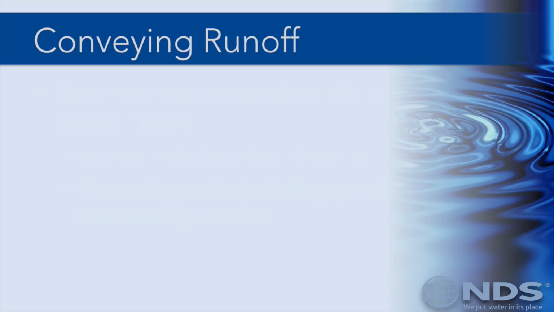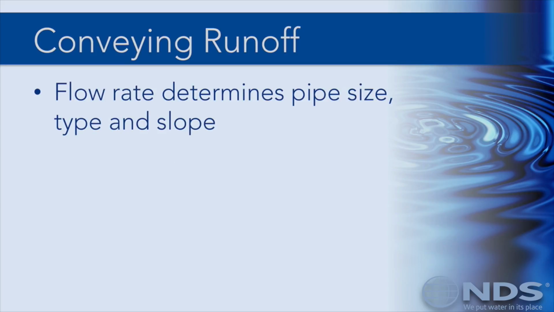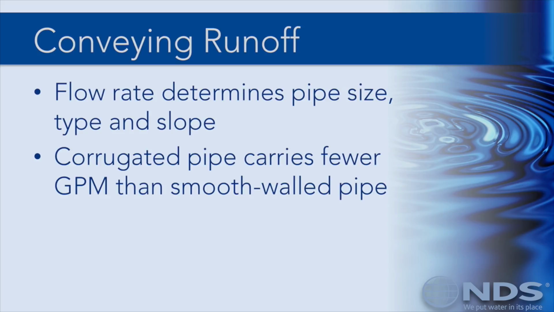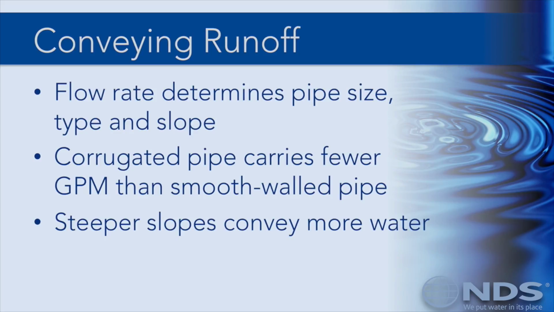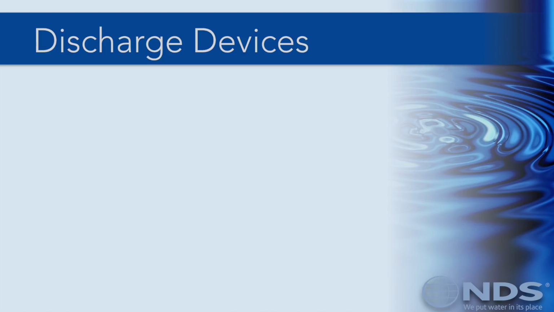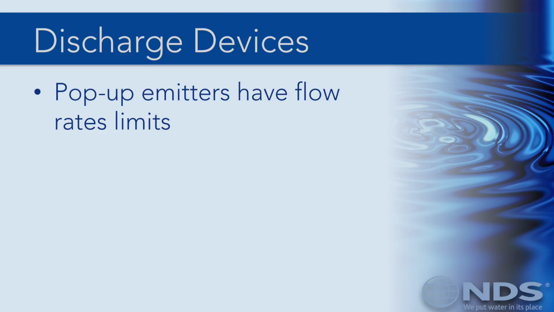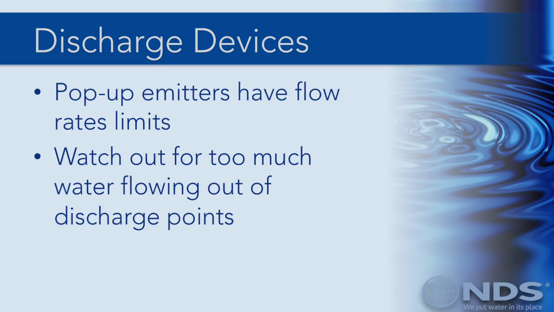For conveying runoff, the flow rate will determine pipe size, type, and slope of installation. Corrugated pipe can carry fewer gallons per minute than smooth-walled pipe, and pipe installed at a steeper slope will convey more water. Finally, discharge devices like pop-up emitters have flow rate limits, so you'll need to check that you don't have more water flowing to a pop-up emitter than it can handle.